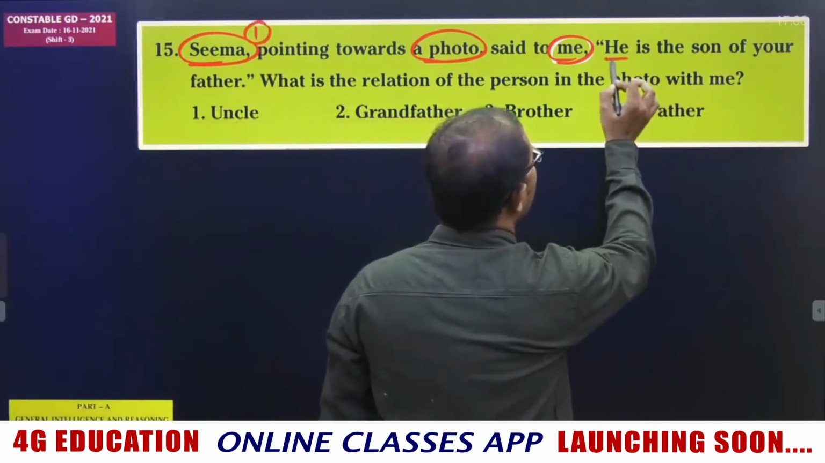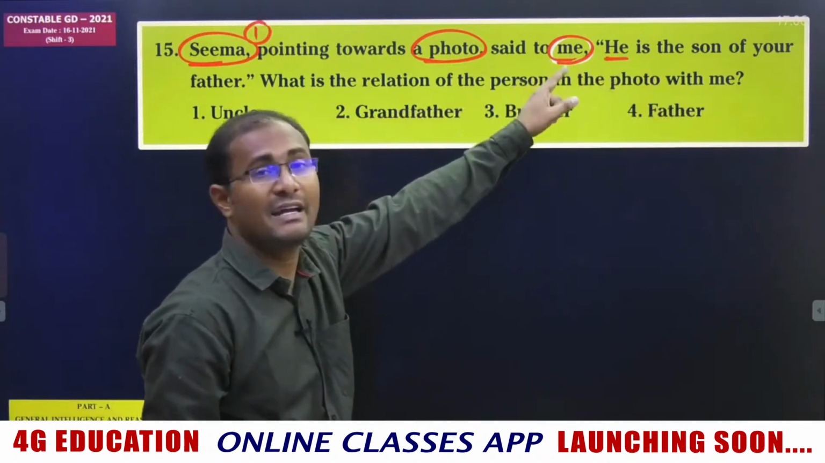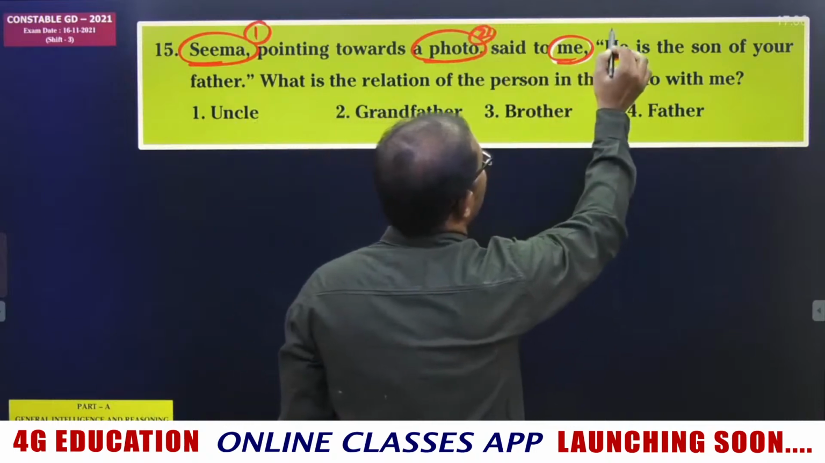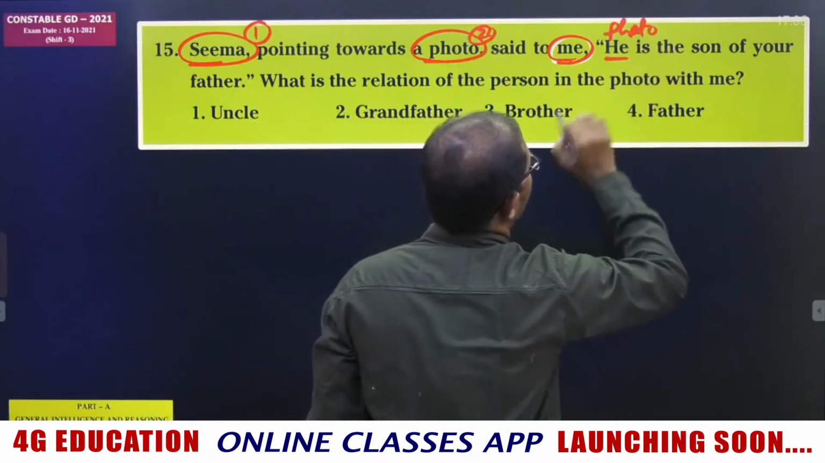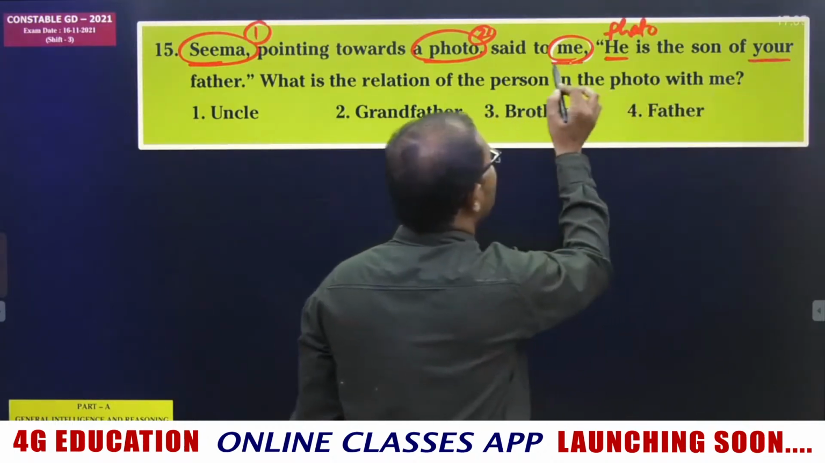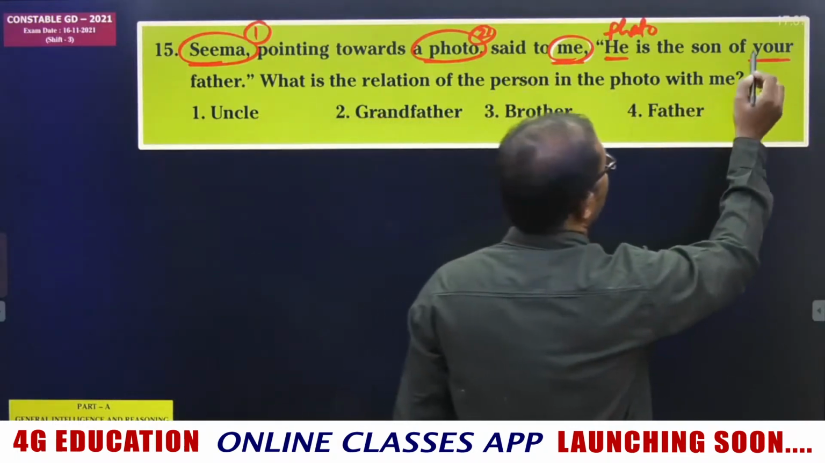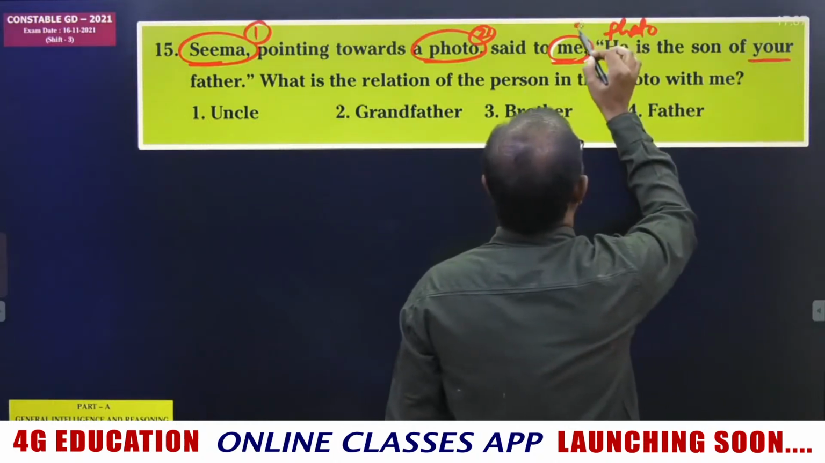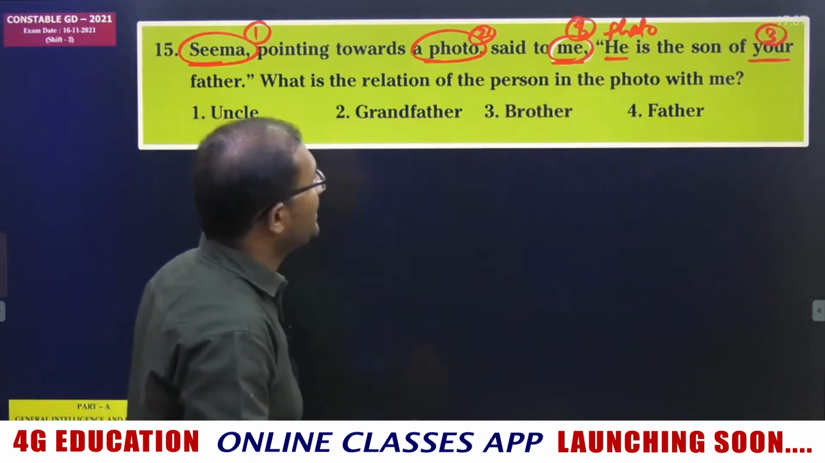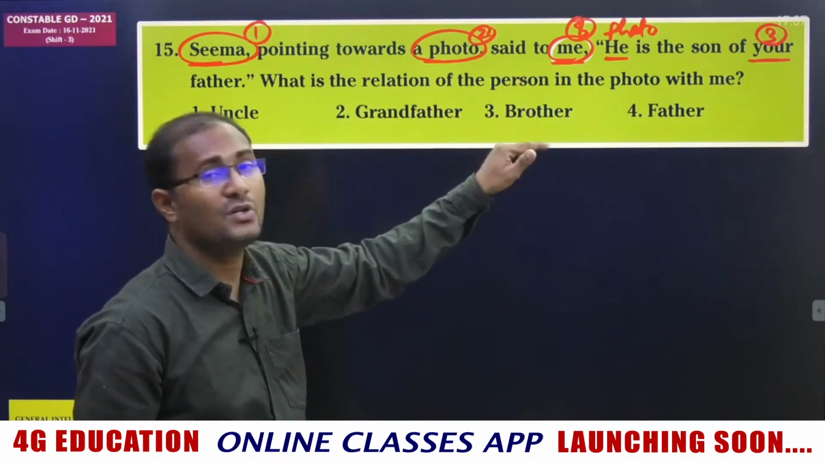Now let us see the information they have given us. He means the person in the photo, the word which is related to the photo. He is the son of your father. Your means the person about whom the word me is given. Let us suppose this is the third person, and this is the father. So he is the son of your father. That means the person in the photo is the son of your father.